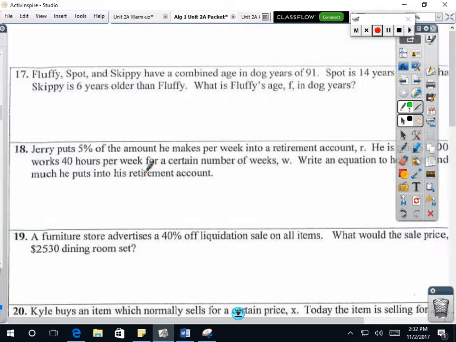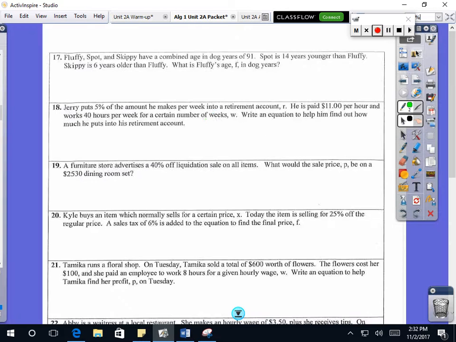Okay, number 17. Fluffy, Spot, and Skippy have a combined age in dog years of 91. Spot is 14 years younger than Fluffy. Skippy is 6 years older than Fluffy. What is Fluffy's age F in dog years? We've done problems like this before.